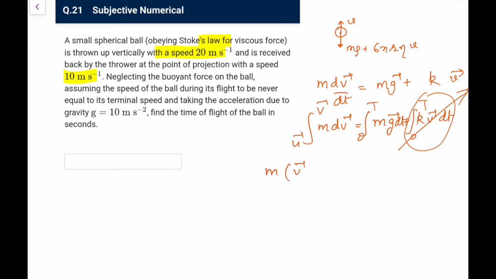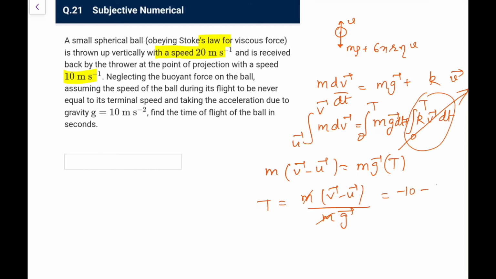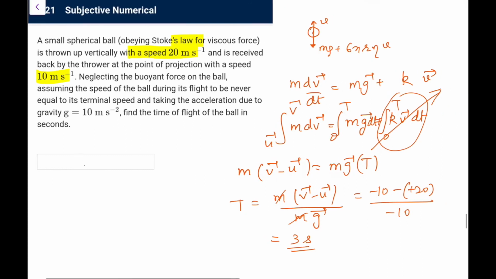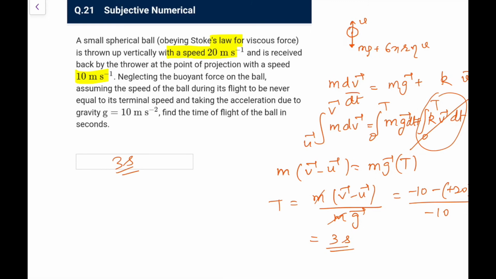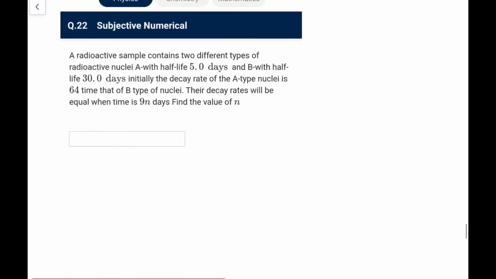So this reduces to m times (vector v minus vector u) equal to mg vector times time t. So time t would be m (vector v minus vector u) upon m times vector g. If I take downward as negative, it would be minus 10, minus the initial plus 20, and g is minus 10, so it would be 3 seconds. So we have the value as 3 seconds. It's a very nicely designed question, and solve it like this.